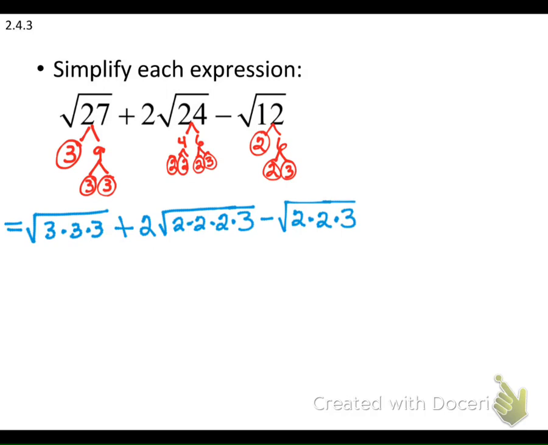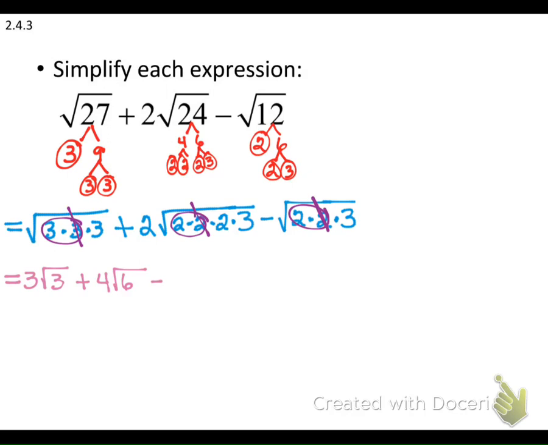Okay. And then from here, what do I need to do? Circle my pairs. These pairs then become a single number in my coefficient. So when I go to rewrite the square root of 27 in simplest form, what is it going to be, Eleanor? 3 square root 3. Okay, keep going. Plus 4 square root 6. Nice. Minus 6.